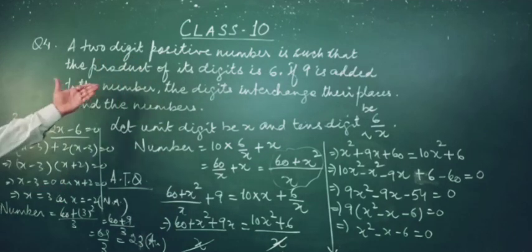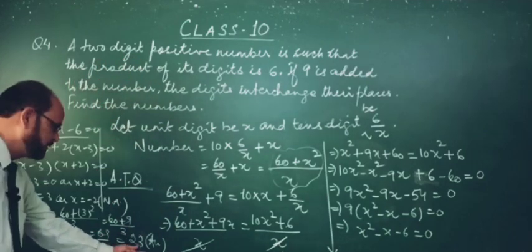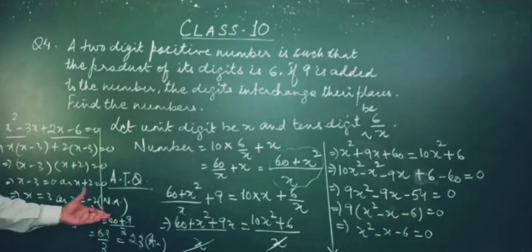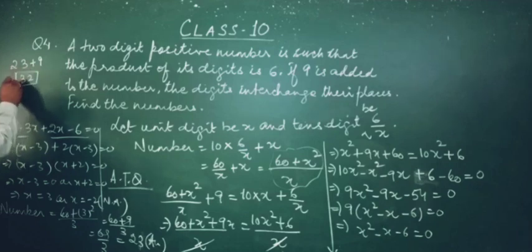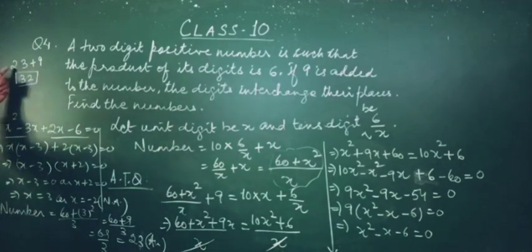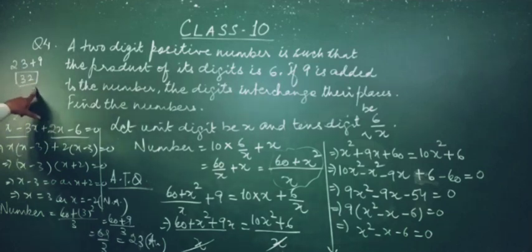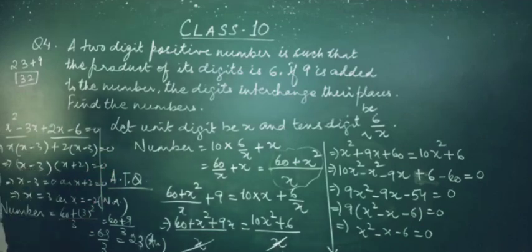Now check the given conditions. The condition is what? The product of its digits is 6. 2 and 3 will multiply, what will you get? 6. And then the second condition is what? If 9 is added to the number, in 23 if you add 9, what will you get? You will get 32. So the digits interchange their places. Earlier at tens place you had 2, it will come at units place, and the units place number 3 will go to tens place. So your answer is absolutely correct.